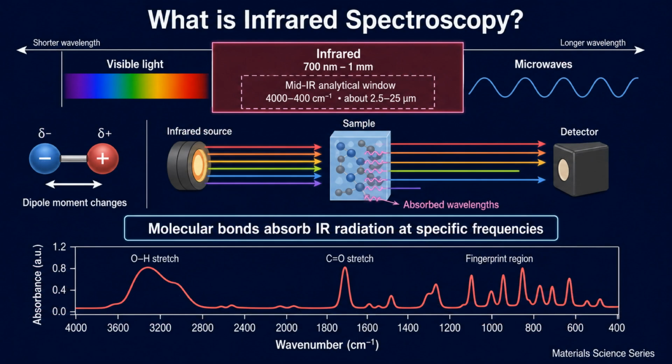Infrared spectroscopy operates in the electromagnetic region between visible light and microwaves, typically measured as wave numbers from 4,000 to 400 inverse centimeters. When infrared light passes through a sample, bonds that undergo dipole moment changes during vibration absorb specific frequencies. The resulting absorption spectrum shows peaks at frequencies corresponding to different molecular vibrations. This dipole moment requirement is the fundamental selection rule for IR activity.